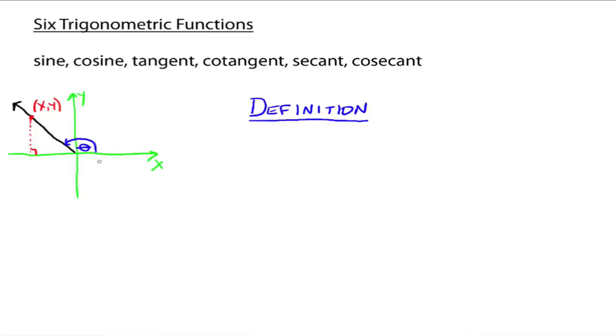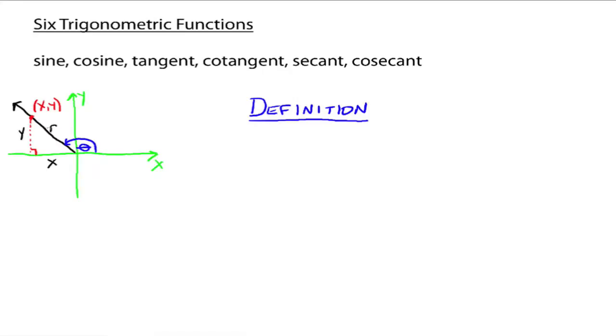So we've got some angle, and there's some point on your ray there, (x, y). Now if this point is (x, y), that means that this distance right here is x, and this distance right here is y. If we know this distance is x and this distance is y, we can actually find what the distance is from the origin out to this point. We're going to call that r.